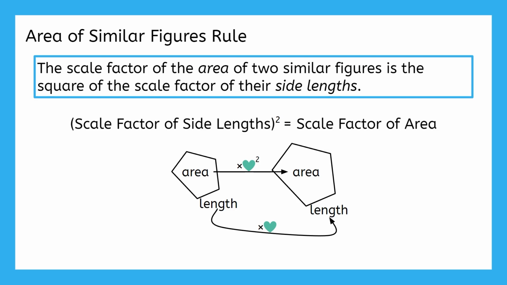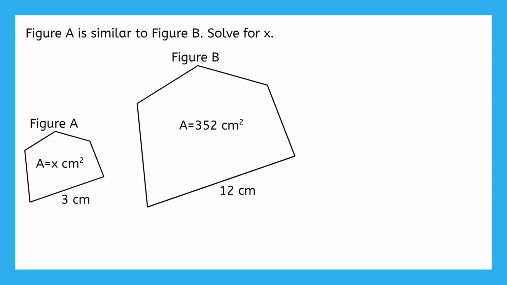Now, what can I do with this? Let's try it out. Our first example problem tells us figure A is similar to figure B. Solve for x. Okay, let's take a look here. I have two corresponding side lengths. I know the area of figure B, and oh, here's x. I need to find the area of figure A. Do you have any ideas on how we can start?